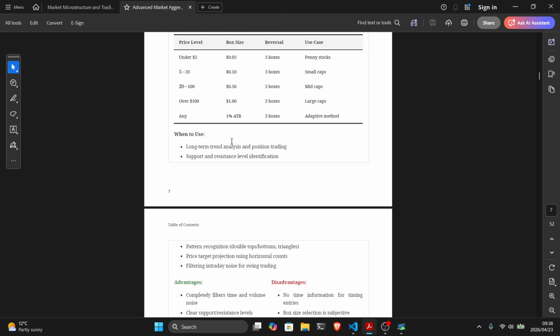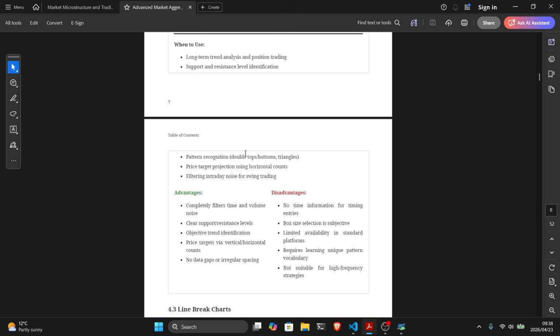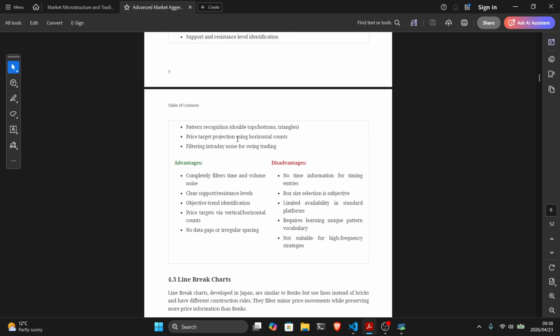Now, when to use it: long-term trend analysis and position trading, support and resistance level identification, pattern recognition like double tops, bottoms, triangles, etc., price target projection using horizontal counts, and filtering intraday noise for swing trading.